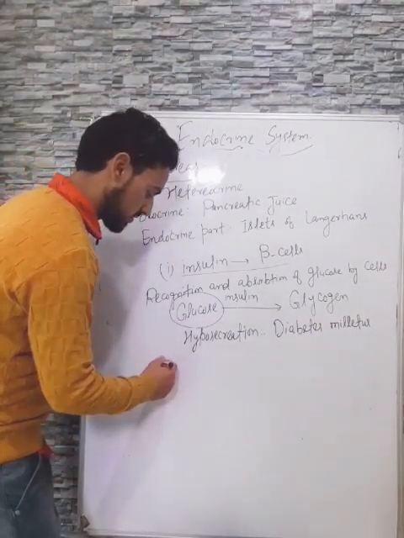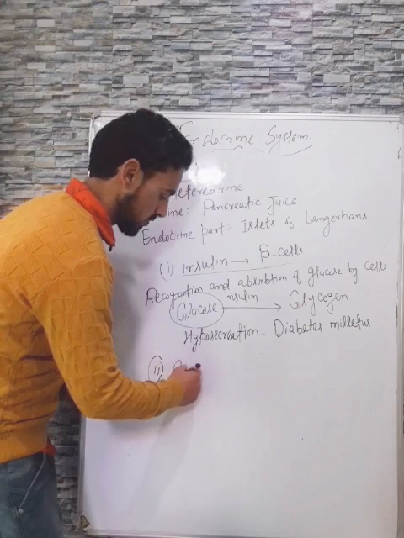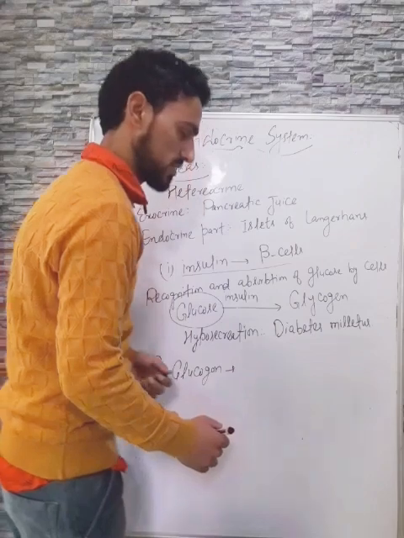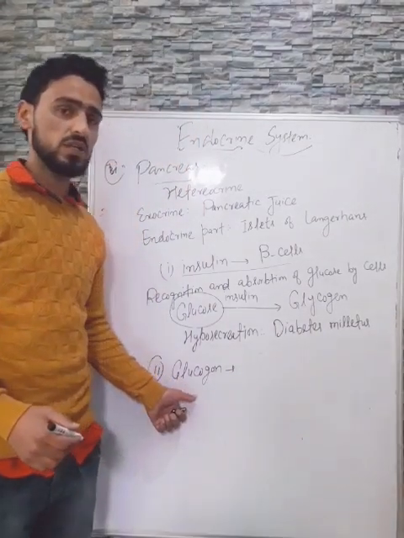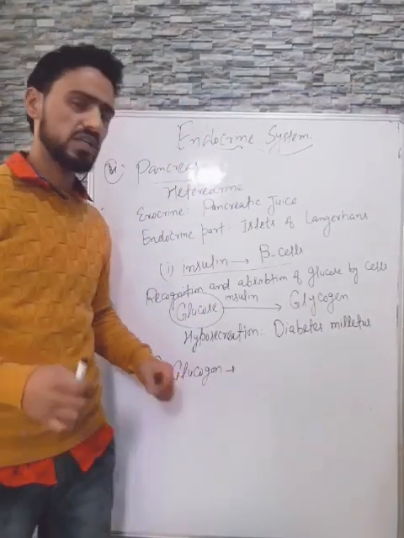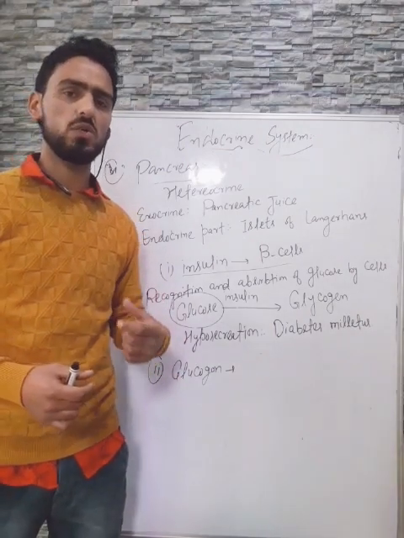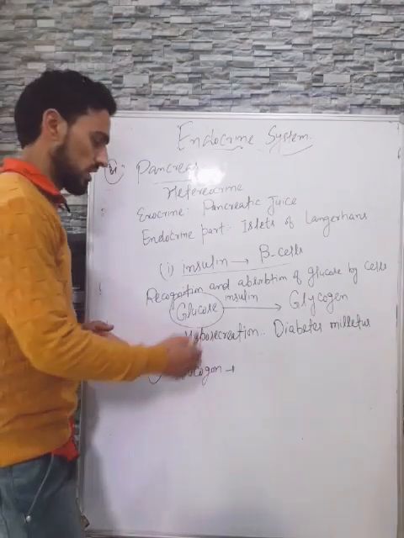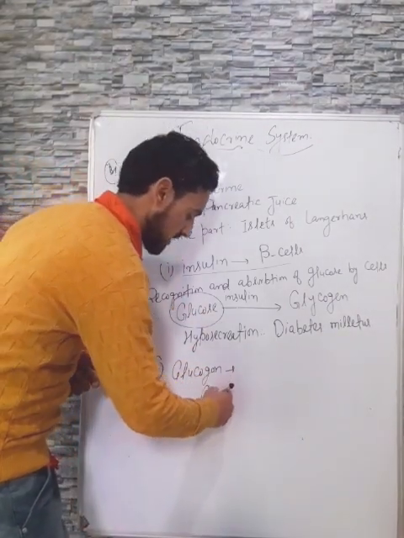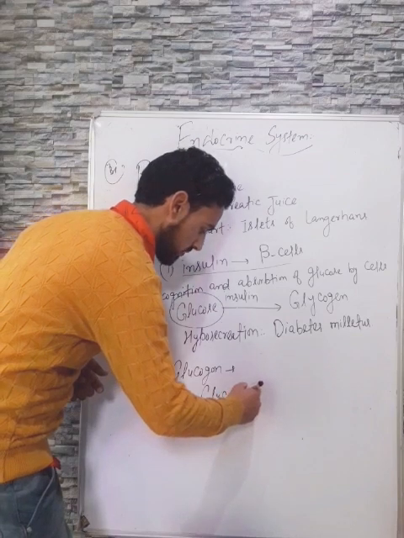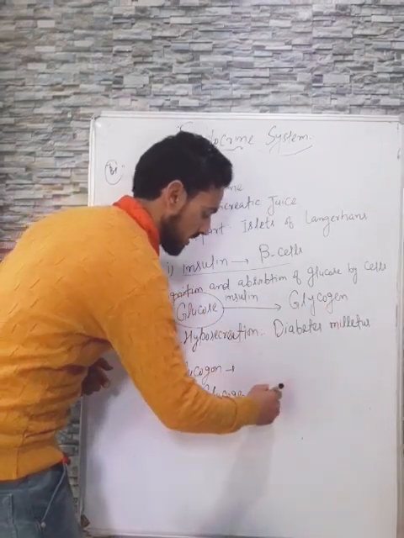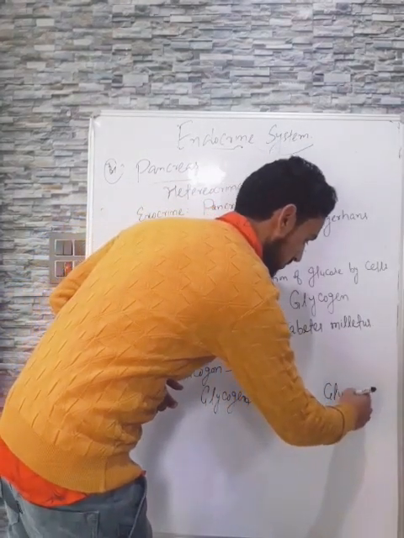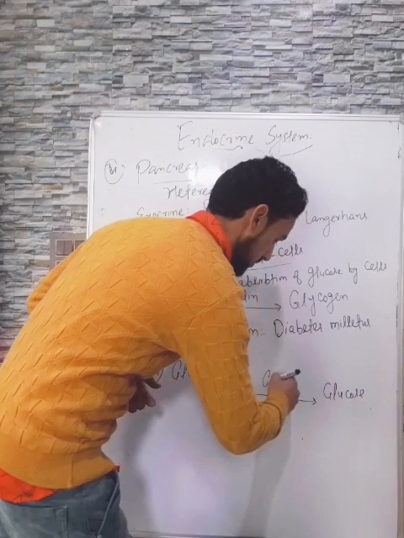After that, the next hormone is glucagon. The function of glucagon, as I earlier mentioned, is that it is secreted by the alpha cells of the islets of Langerhans, and its function is quite antagonistic, quite opposite to that of insulin. What it performs is that it converts the storage form, glycogen, into glucose at the time between the meals. This is also secreted, glucagon.